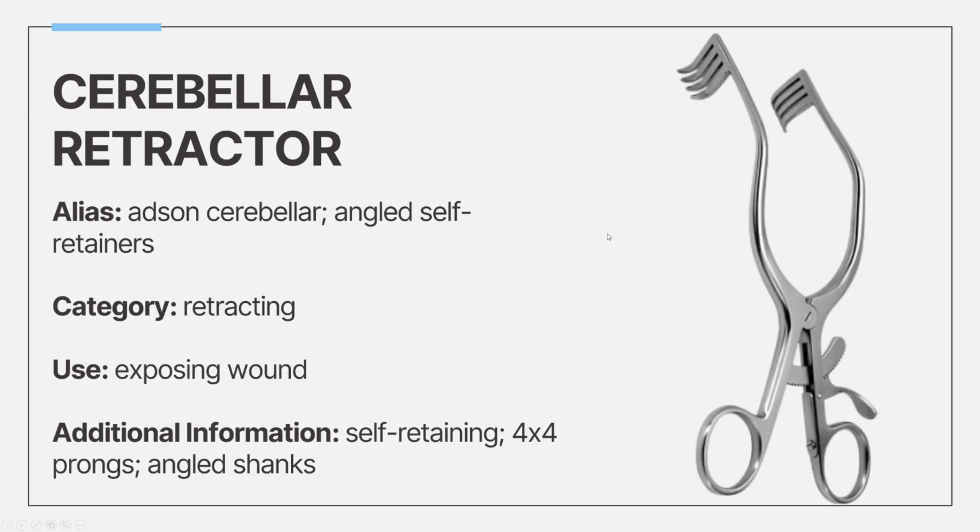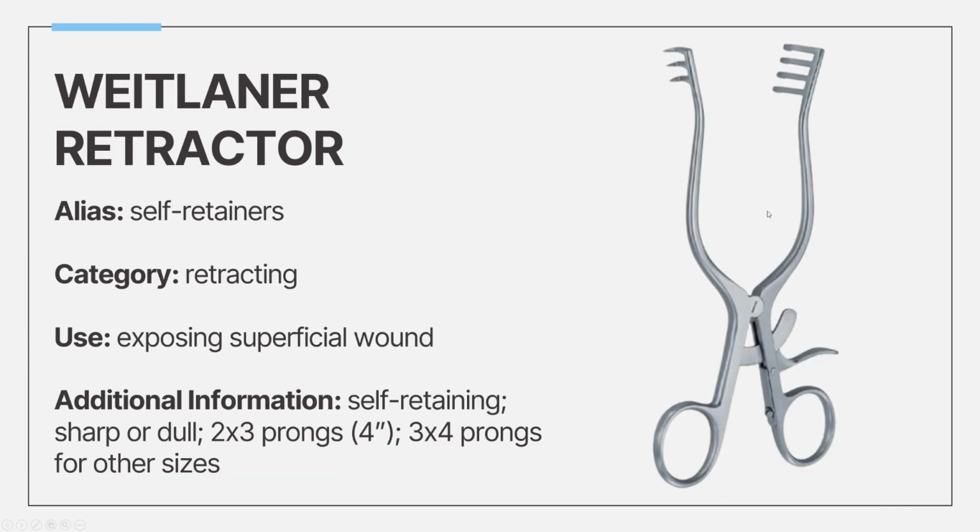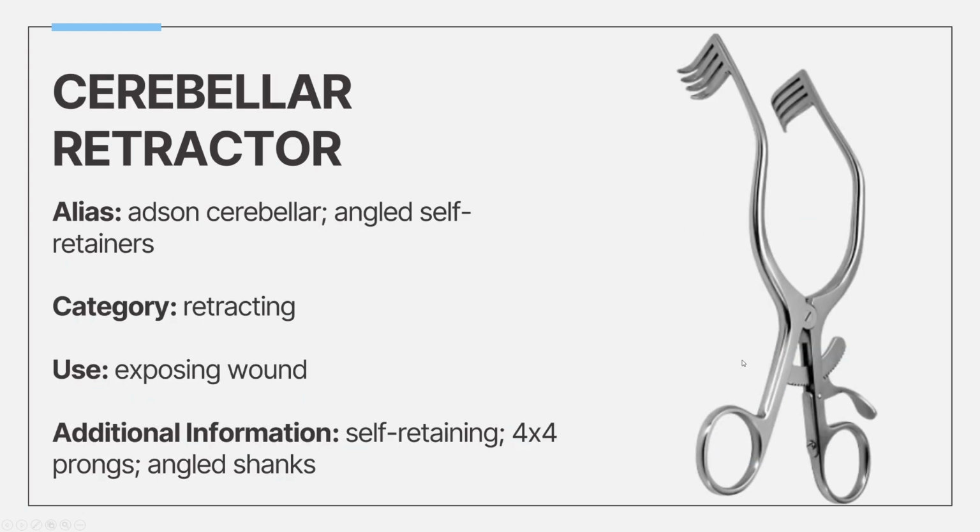And now we have the cerebellar retractor. It's also called the Adson retractor or an angled self-retainer. You can see the very obvious angle on the shank part here, and this one is also not hinged. This one is used more for exposing wounds, so you could say this is like the middle layer, while this is the top layer. And typically they have 4 by 4 prongs, whatever size it is.